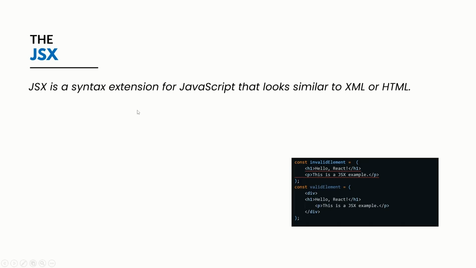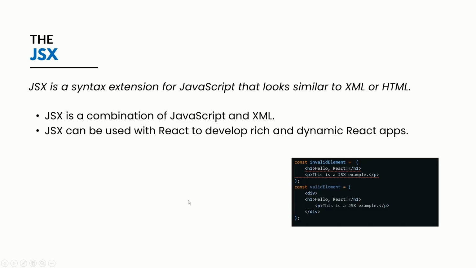So what we understand from this is JSX is a combination of JavaScript and XML, JavaScript and HTML. Here we have the JavaScript and here we have the HTML. JSX is a standard of coding. It's not a programming language, but a standard of how we can combine JavaScript and HTML. JSX can be used with React to develop rich and dynamic React applications. So React is not JSX. JSX is different and React is different.